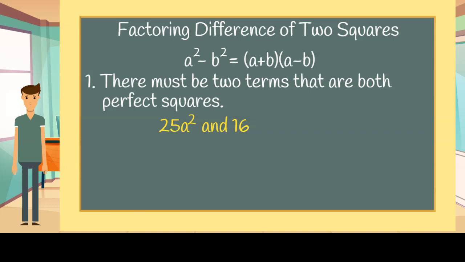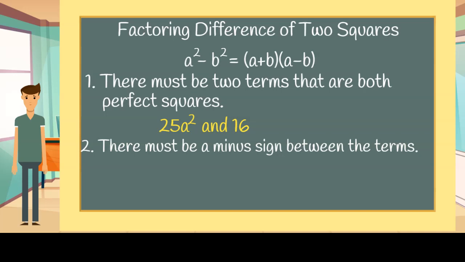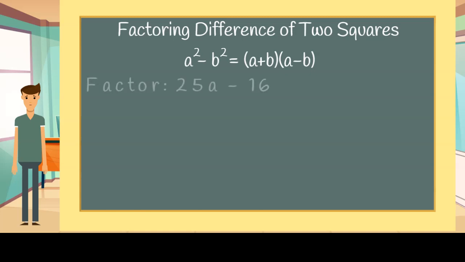Second condition. There must be a minus sign between the terms. 25a squared minus 16 is an example of difference of two squares. Since 25a squared minus 16 is an example of difference of two squares, we can now apply the formula to factor it.